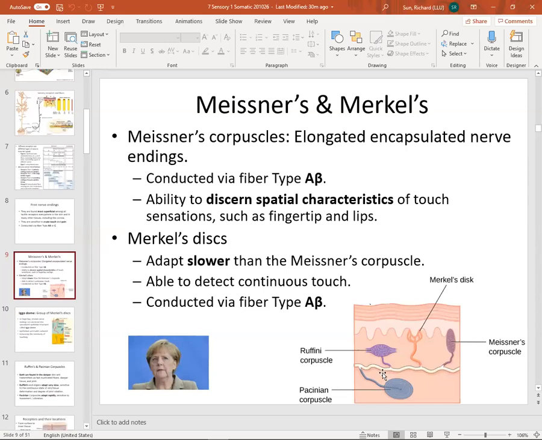Following that, we have these two, Ruffini and Pacini. So you can imagine that the same scenario will apply. One adapts faster, the other one adapts slowly.